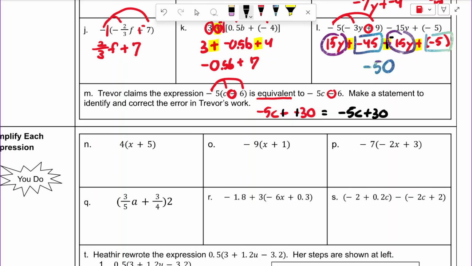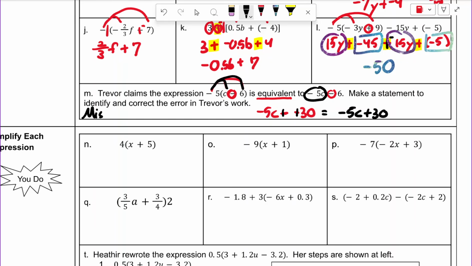Well, he distributed the negative 5 to the c. He did a good job. He got negative 5c, but he did not distribute the negative 5 to the 6. He stopped, and he just brought the minus 6 down. So that was his error. He didn't do distributive property to all of the terms inside the grouping symbol. So that's what we'll write.